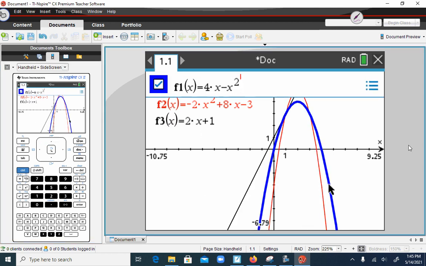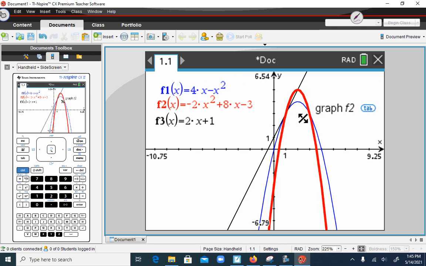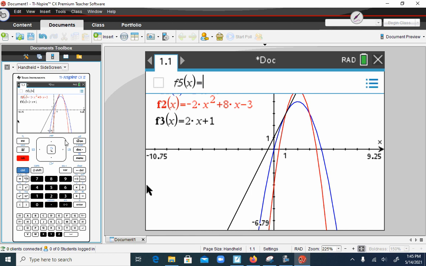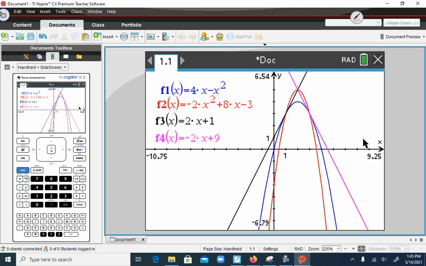And you can see, if I look here, it goes through that point (1, 3), and it looks like if I were to go 1, 2, 3, 4, 5, it will go through that point (2, 5). And then I did the other tangent line, which was that negative 2x plus 9. I'll turn that one on. And so here, blue is the original graph.